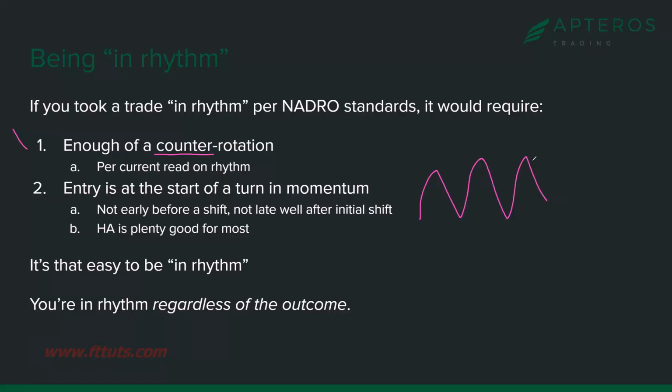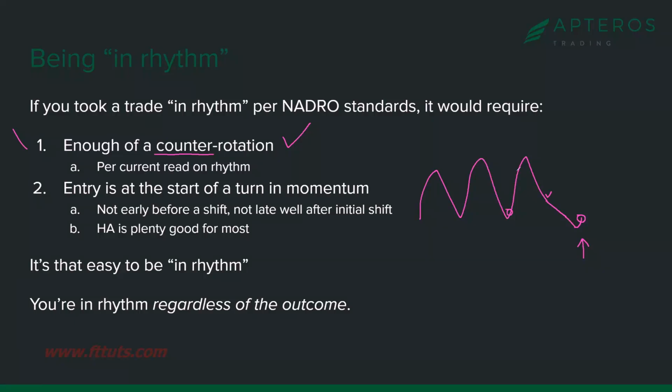So as we're drifting down here, back to our drawing example, okay, we've recognized number one's taken care of. We got a decent move down. It could be this far. It could be this far. It could be this far. We don't know where it's going to turn. But at a certain point, we say, okay, it's gone far enough to have enough of a counter rotation. And now wherever we get something like a Heikin-Ashi shift, like maybe here, that is where the entry needs to be, right? So we enter with enough of a counter rotation and the turning points.